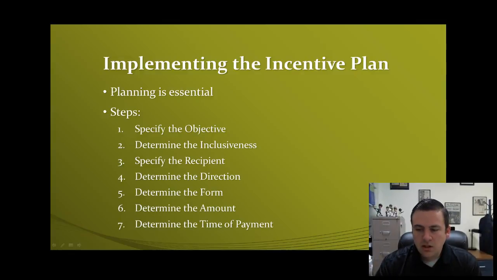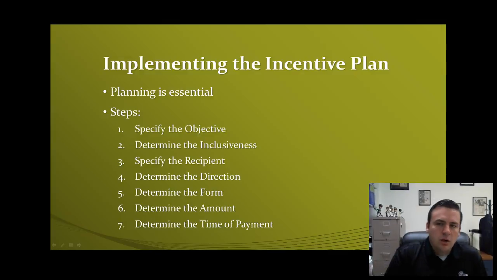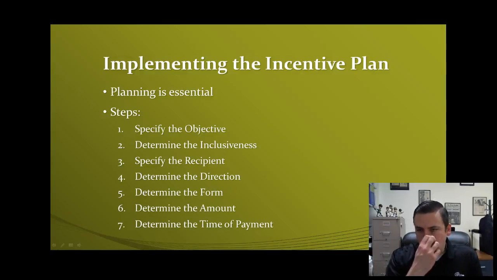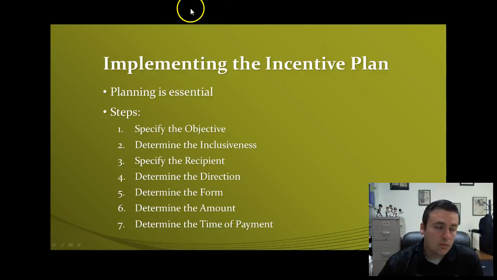And the last one is determining the time of payment. So is it immediate, at the event or at the store, or is it delayed? This is where we come into mail-in rebates. So purchase the product and then mail in your rebate and we'll give you a discount. And so all these things are things you have to think about in incentives. So make sure you complete the remainder of this section of this chapter and move on to the next chapter.